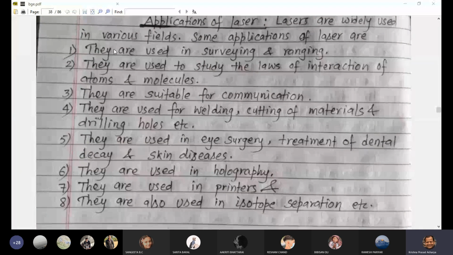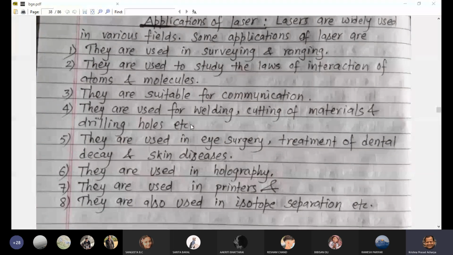त्यो सोध्यो भने अब यी 7-8 वटा मैले लेखिदिएको छु, कमसेकम 4-5 वटा याद गर है त. ल, they are used in surveying and ranging. Number 2, they are used to study the laws of interaction of atoms and molecules. Number 3, they are suitable for communication.